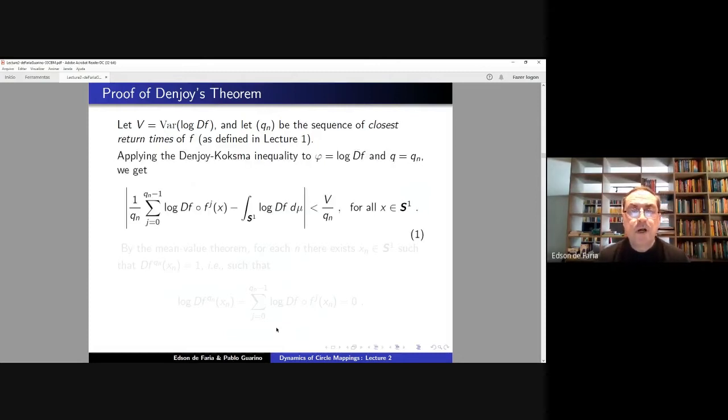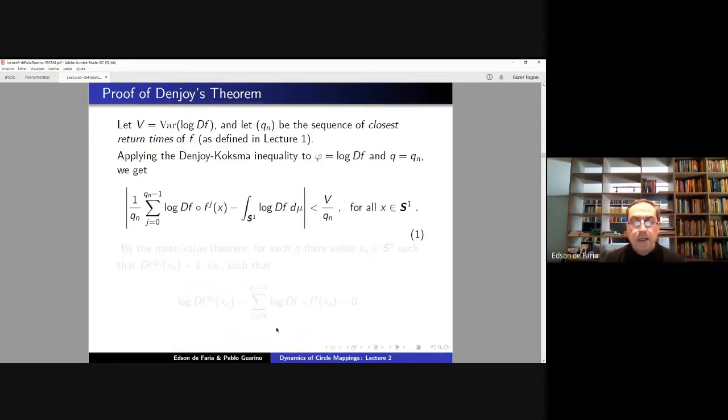So you apply the Denjoy-Koksma inequality to this function phi, which is the logarithm of Df, and for the times q equal to these q_n's that I just defined. And the inequality is telling you what you see here on the screen. You know this inequality labeled 1 here. So the time average of the logarithm of the derivative of f up to time q_n differs from the space average, the integral of log Df with respect to the invariant measure, by less than the variation of the logarithm divided by q_n. And this is at all points.